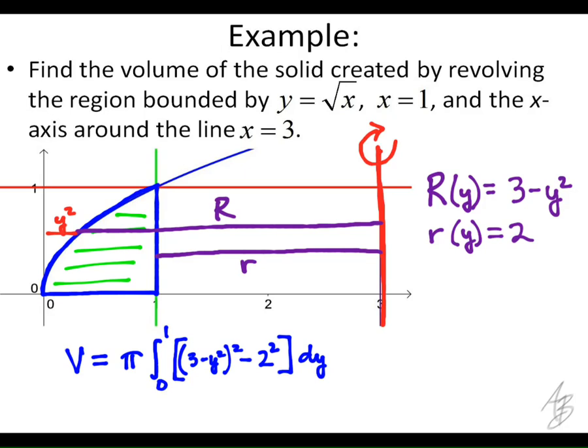I don't want you guys to start thinking that our limits are always going to be 0 and 1. That's just the case in the examples we've been doing here. The limits could really be any values here. Again, our goal here was to set up the integral. You could simplify that integrand, the inside of the integral, and then evaluate that. You would have to expand this part here. That would be 9 minus 6y squared plus y to the 4th, and then minus 4, and then evaluate that integral. And that'll give you the volume.